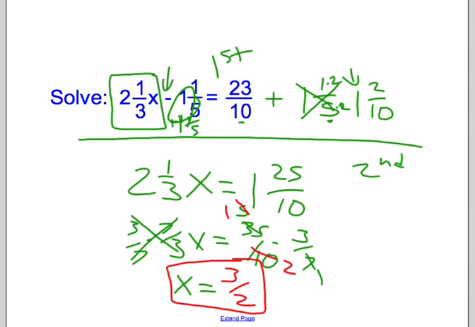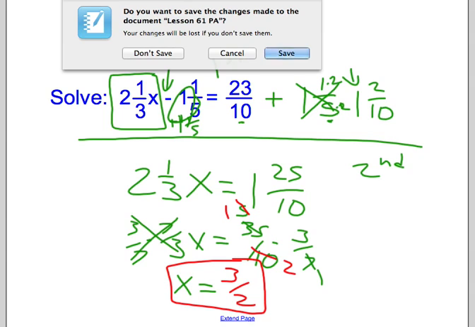But it's a two-step process. You either add or subtract first to get the term with x by itself, and then you multiply by the reciprocal or divide by the whole number value. Give those an honest effort. Try to learn how to do those. Okay. Took a little while longer than I thought, but we need to do that. All right.